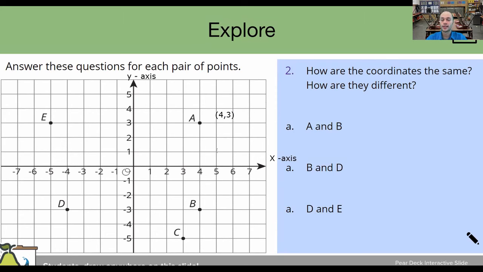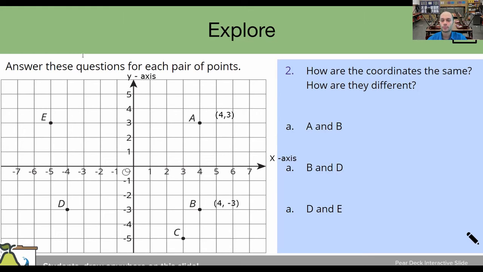Good job. Okay, now please pause the video and let me know, what are the coordinates of point B? All right, welcome back. If you said the coordinates of point B are 4, comma, negative 3, then you are correct. This point is at 4 on the x-axis and it's at negative 3 on the y-axis. Good work. So what is the same about them? What is different about them? Please pause the video and let me know.